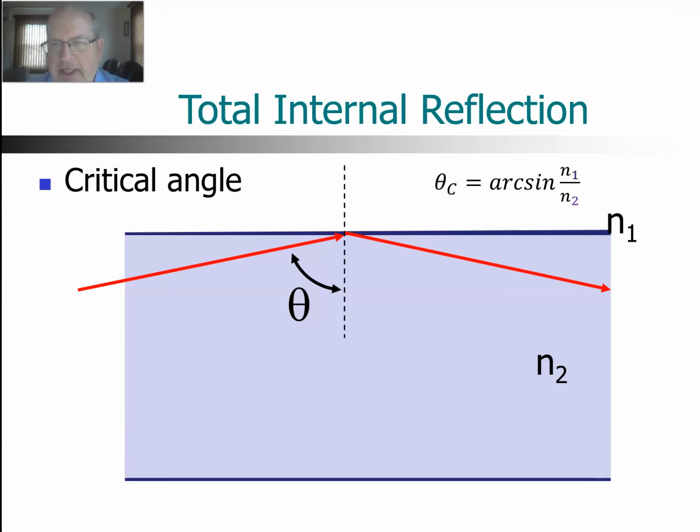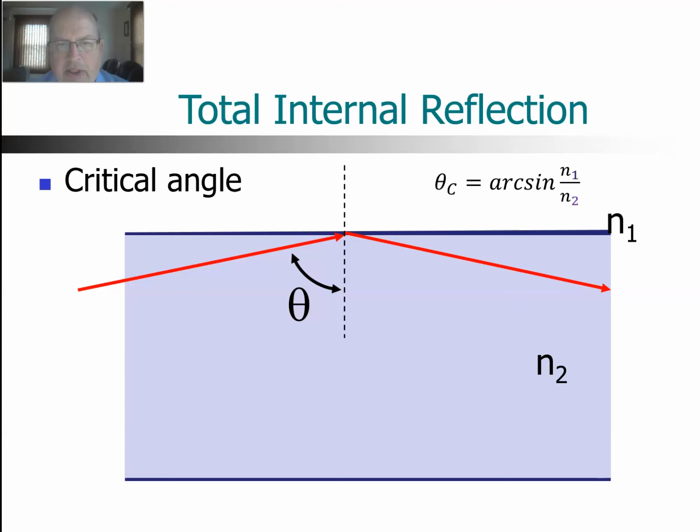N2 here is the index of refraction of the core material. N1 is the index of refraction of the cladding. And the arc sine of N1 over N2 will tell you what the critical angle is. And the critical angle is measured to the perpendicular.